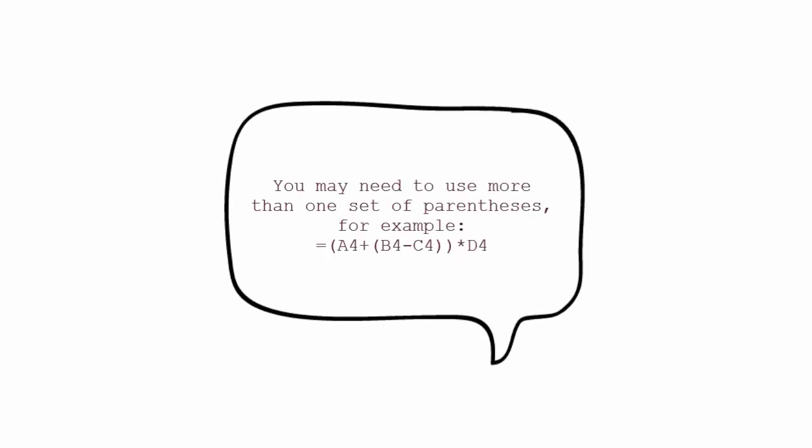You may also need to use more than one set of parentheses, perhaps with one within another. In this case, Excel performs the calculation contained in the most inside pair of parentheses first. For example, this formula given here with two sets of parentheses, in this case, Excel will first subtract C4 from B4, then add the difference to A4, and then finally it will multiply the result by the value in cell D4.